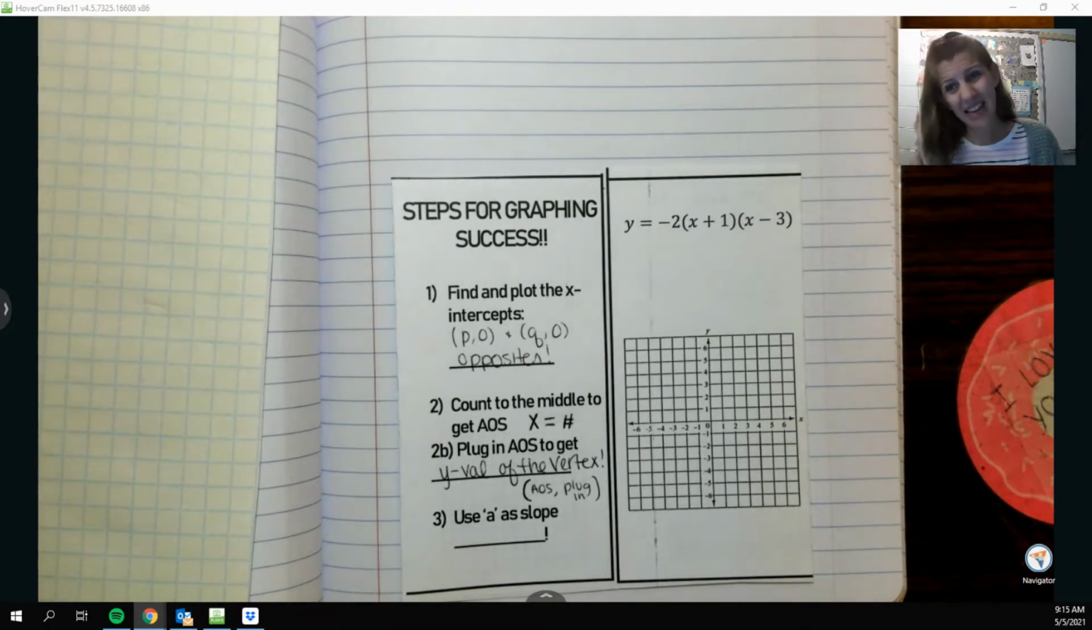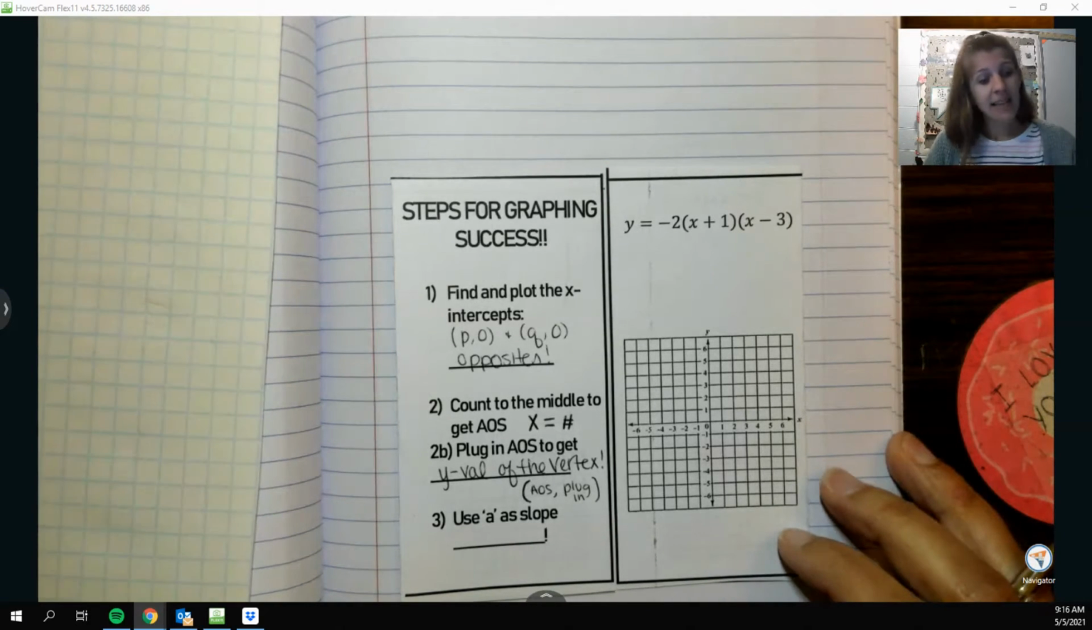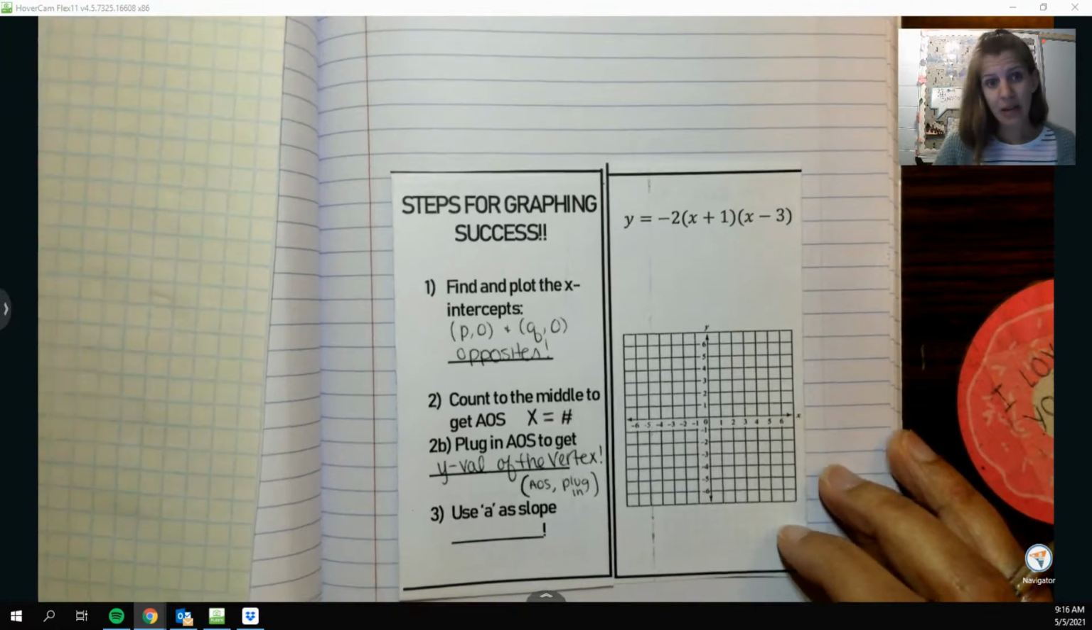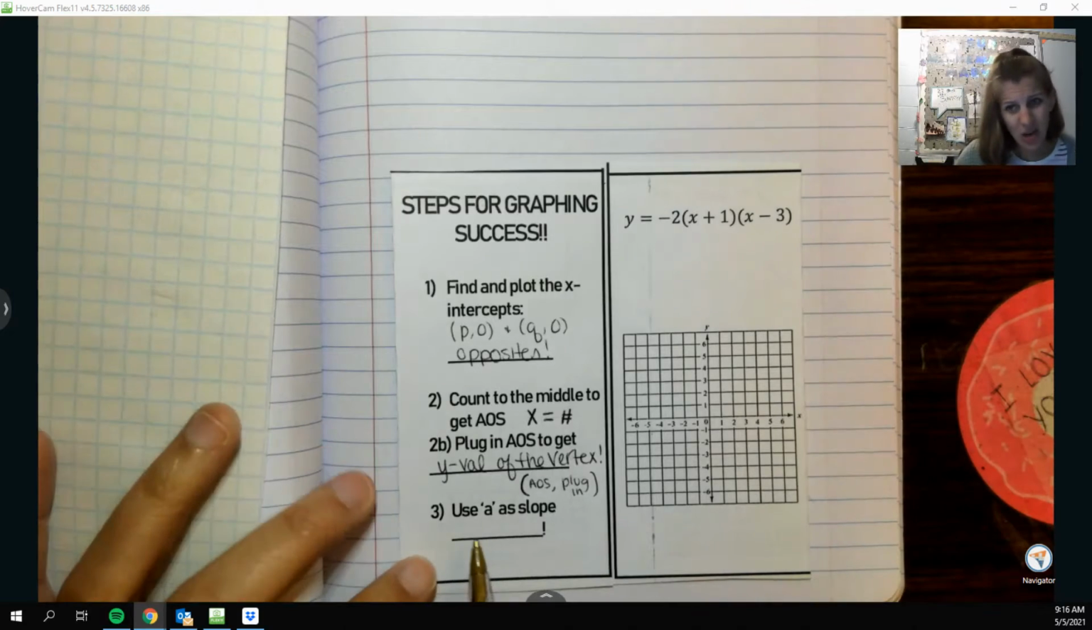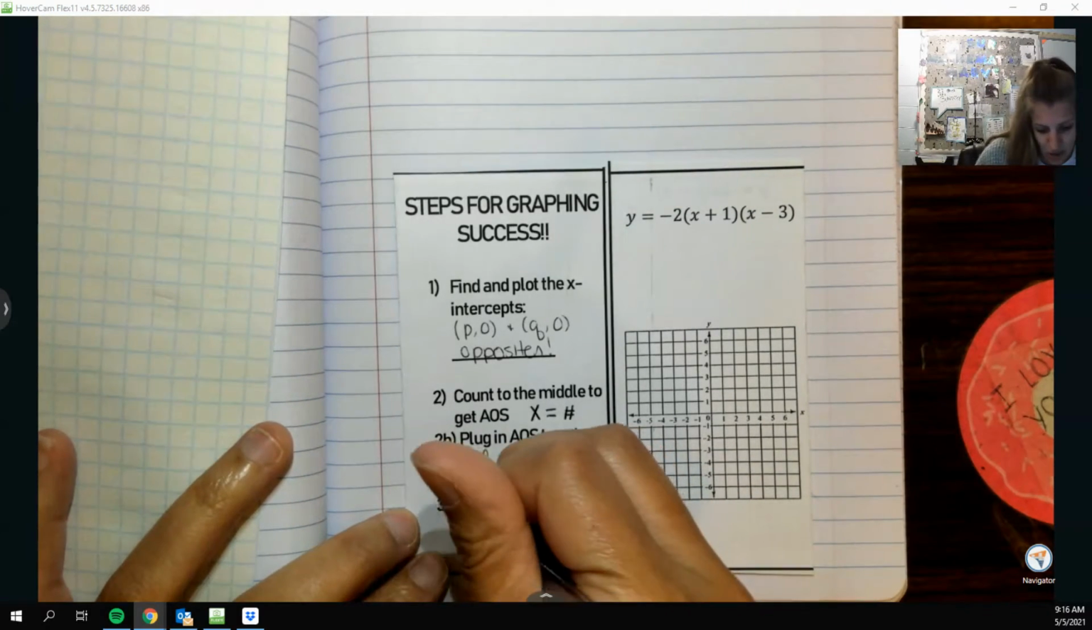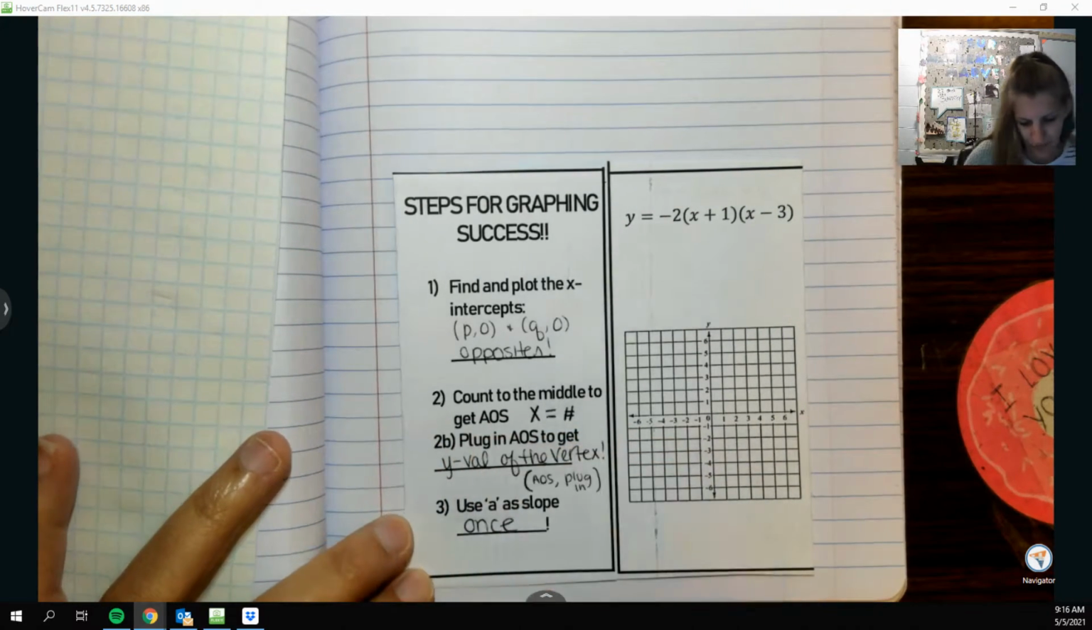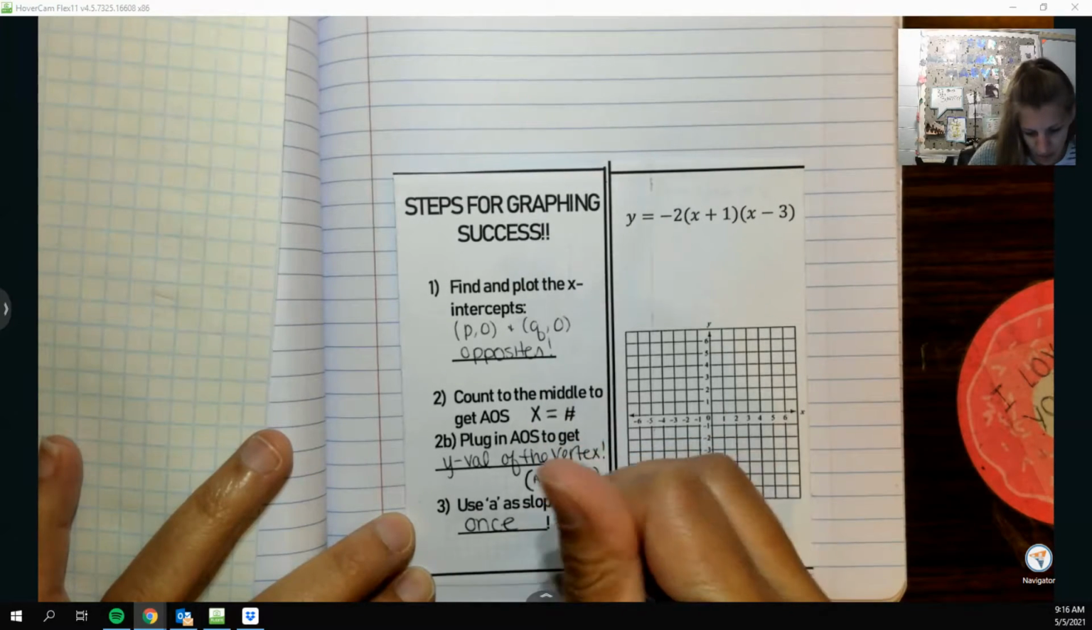So again, it takes some work to get my vertex, but I have to have it. And then lastly, I can kind of get another point, although at this point you already will have three, so you should be able to see your graph. But if you want to make it look real good, as always, we can use A as our slope one time and rise over 1.